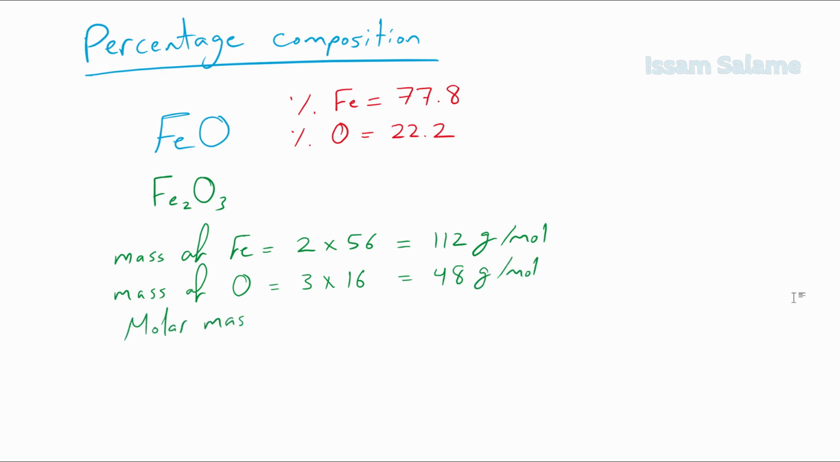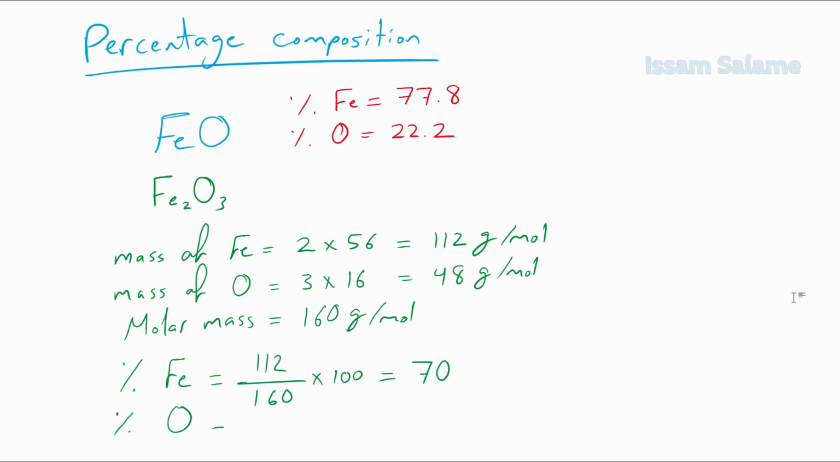The total mass for Fe2O3 is going to be 160 grams per mole. And to find the percentage by mass for iron, we are going to divide the mass of iron, which is 112, by the total mass of Fe2O3, which is 160, multiplied by 100. And the answer is 70%. The percentage by mass of oxygen is going to be equal to 48 divided by 160 multiplied by 100, which is equal to 30%. So the percentage composition for Fe2O3 is 70% by mass iron and 30% by mass oxygen.